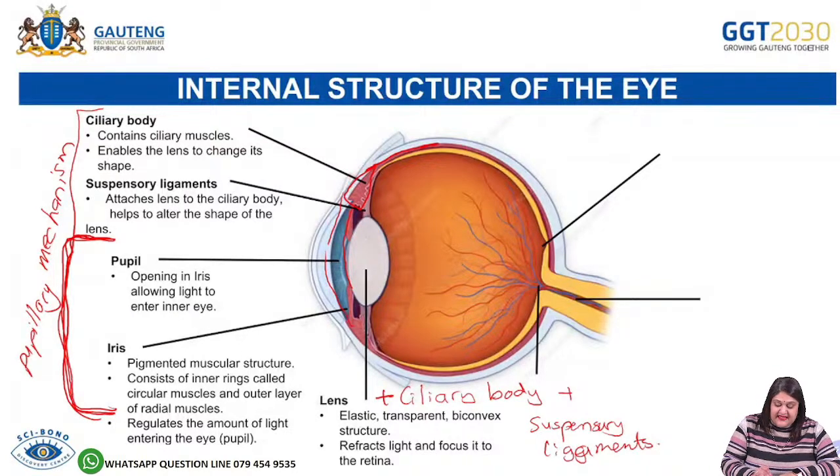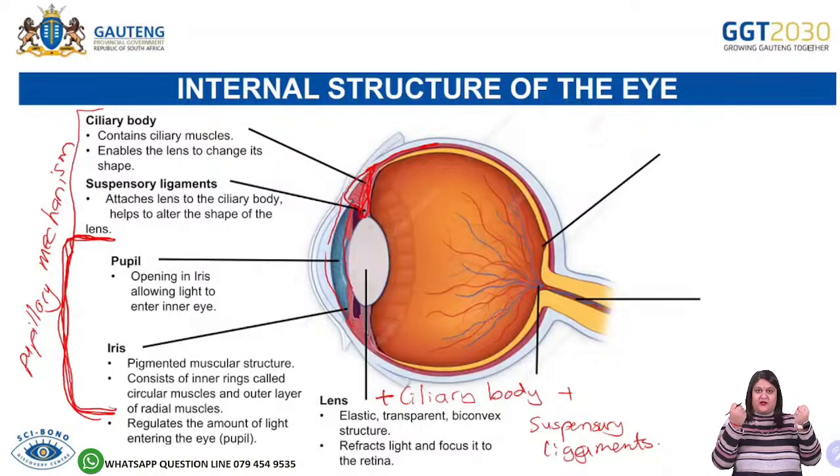So if you look at this lens, can you see here, it's attached, exactly what I explained, and it's also attached to the suspensory ligaments. And then we have the ciliary body. The ciliary muscles enable the lens to change shape. So the ciliary body is going to carry out a function, and that is going to cause the suspensory ligaments to either slacken or become taut, and that's what's going to cause the lens to change shape.